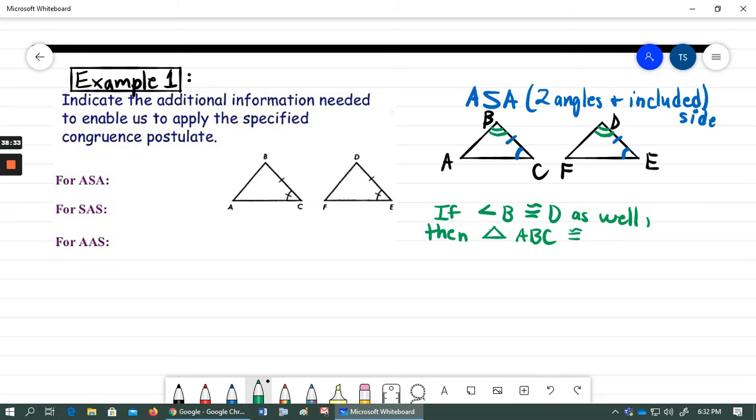It's okay. We're going to get it one way or another. There we go. So triangle ABC would have to be congruent to triangle FDE.